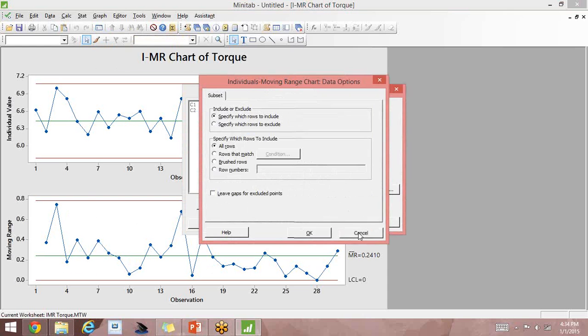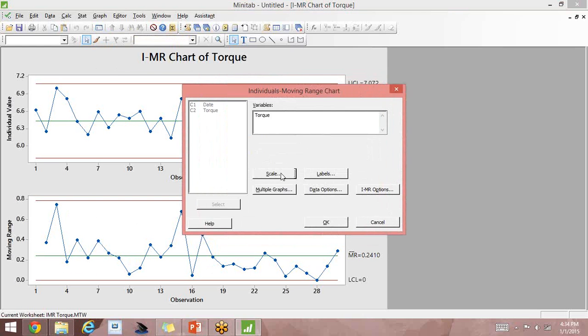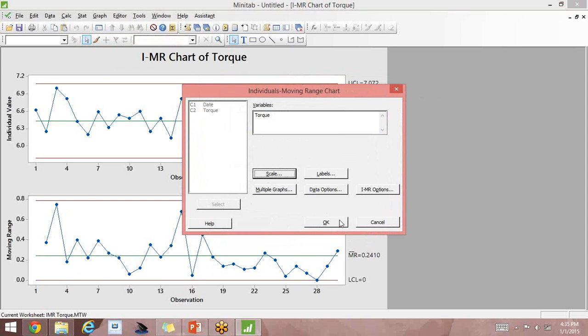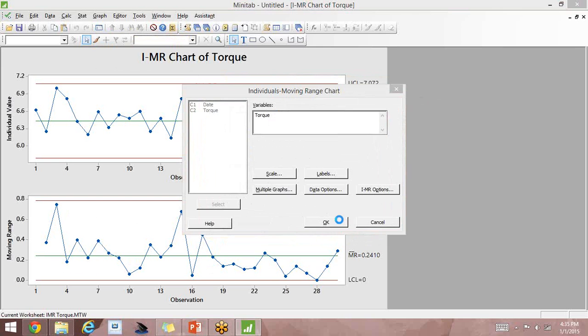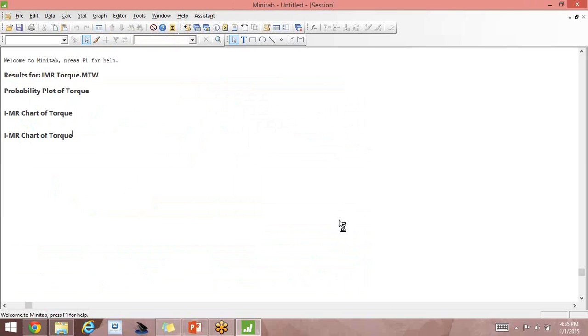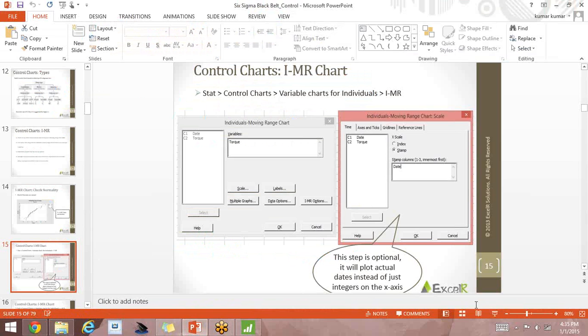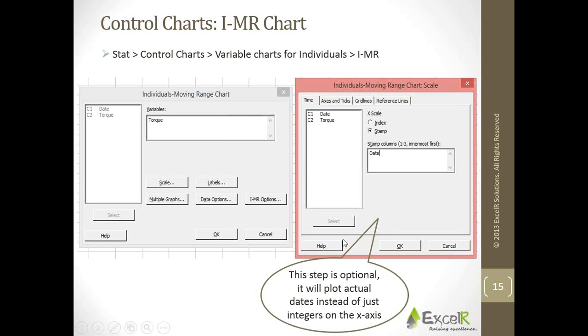Oh, not this one. Okay, you can just select the stamp as date. Let us see what happens if I select the stamp as date. See, instead of data point numbers, we have the actual dates here. That is the only difference. Okay, so the final conclusion is that there are no outliers.